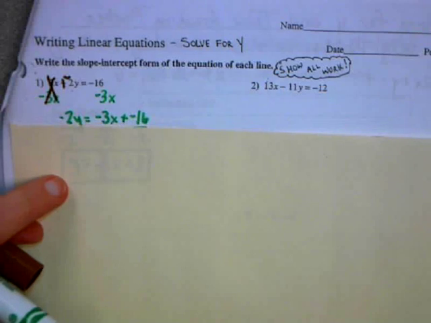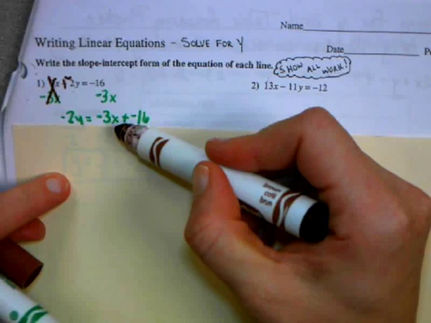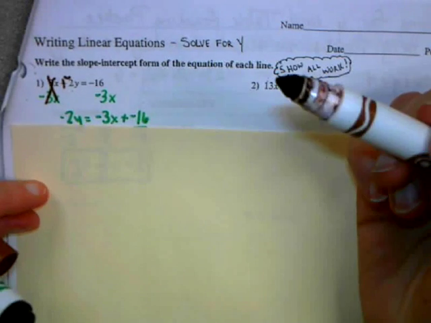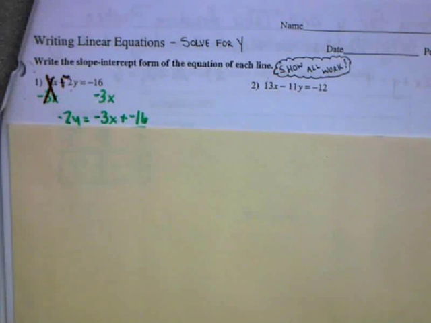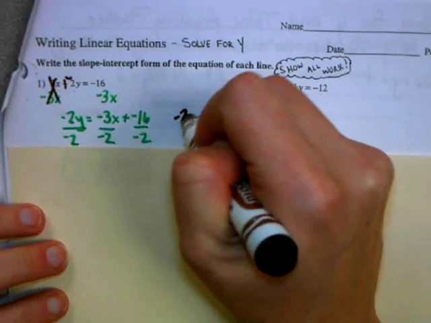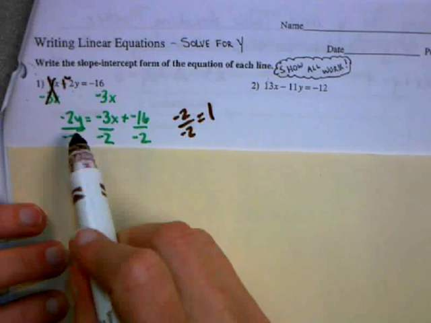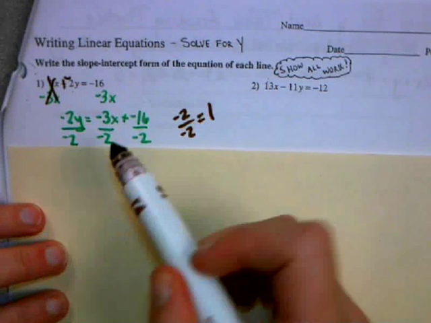The negative 2y comes down. We rewrite the negative 3x first because that's slope-intercept form, and then we write plus negative 16 or minus 16 second. They do not go together because they are not like terms. Now y is being multiplied by negative 2, so the opposite is dividing by that exact same number, negative 2. We don't divide by positive 2 or it wouldn't cancel out. A negative 2 divided by a negative 2 is a positive 1, and that's what we need in front of the y, a positive 1.